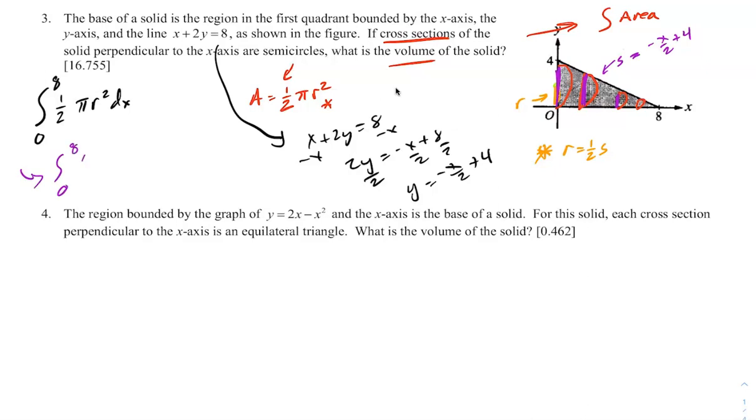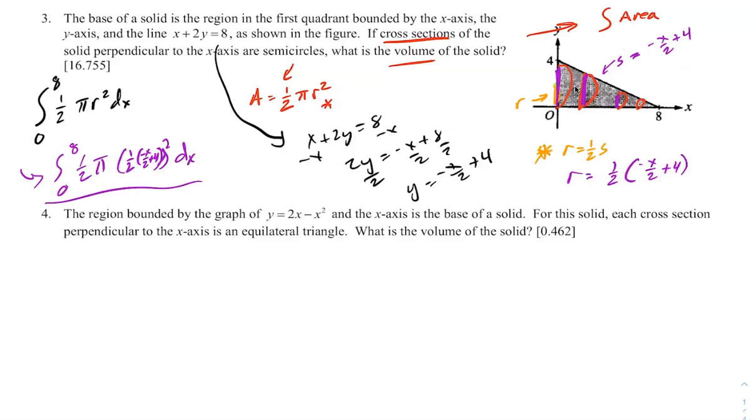0 to 8 of 1/2 pi r squared. Leave r empty for now, because remember, r is not the same thing as s in this case. For semicircles, it's not the same. s is the whole line. r is half of that. So my r is actually only going to be 1/2 times (negative x over 2 plus 4). So I'll plug that in like that: 1/2 times (negative x over 2 plus 4). Sorry, it's so ugly. And another parenthesis, dx.